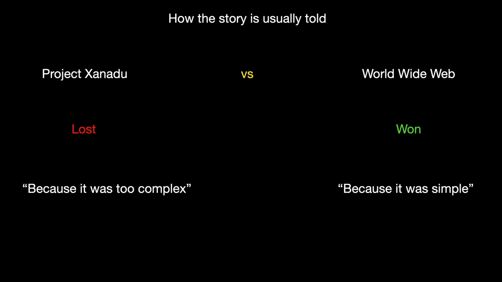There is a categorical difference between the two systems. They are not just different versions of the same thing. They were trying to solve fundamentally different problems. Ted Nelson was trying to create a new kind of literature using computers. In other words, he was trying to create a literary system.